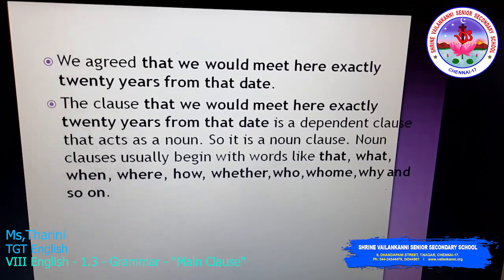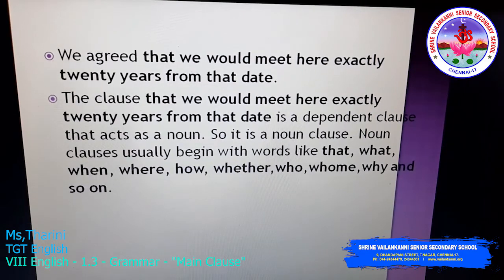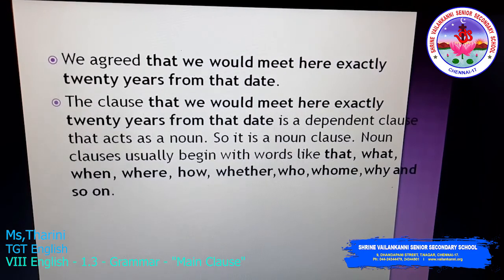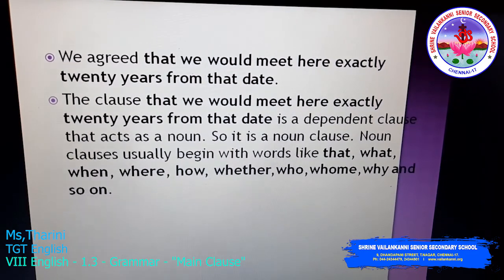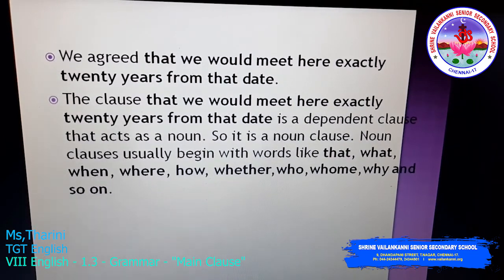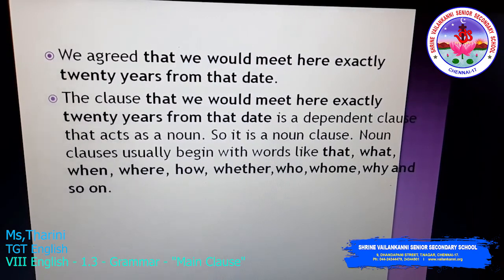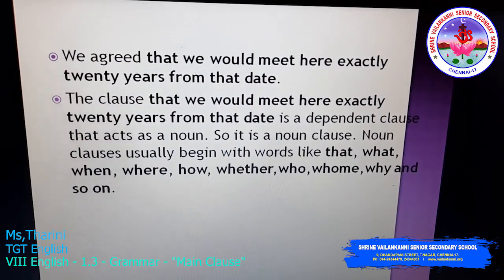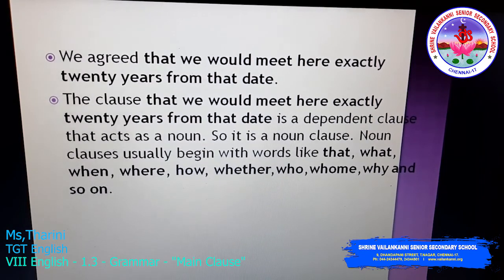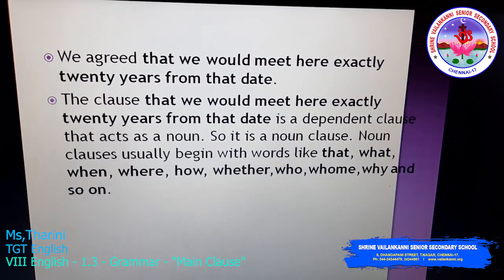We agreed that we could meet here exactly 20 years from that date. Yes, the clause that we could meet here exactly 20 years from that date is a dependent clause. The clause which is dependent, that acts as a noun. Here this acts as a noun. So, it is a noun clause. Noun clauses usually begin with words like that, what, when, where, how, whether, who, whom, why, and so on.